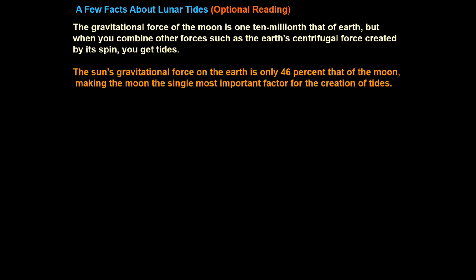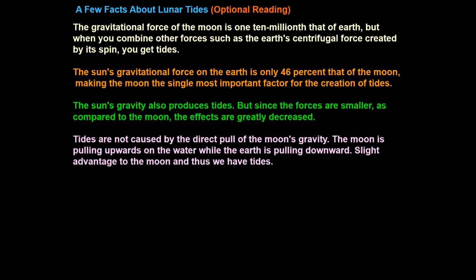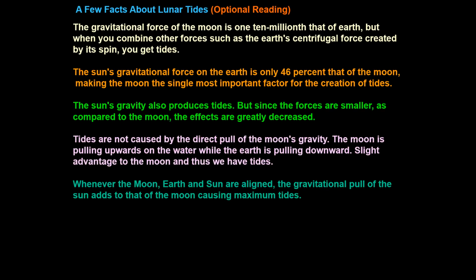The sun's gravitational force on the Earth is 46% of that of the moon, making the moon the single most important factor for the creation of tides. The sun's gravity also produces tides, but since the force is smaller compared to the moon, the effects are greatly decreased. Tides are not caused by the direct pull of the moon's gravity. The moon is pulling the water upward, while the earth is pulling downward, with a slight advantage to the moon, and thus we have tides. Whenever the moon, earth, and sun are aligned, the gravitational pull of the sun adds to that of the moon, causing maximum tides.